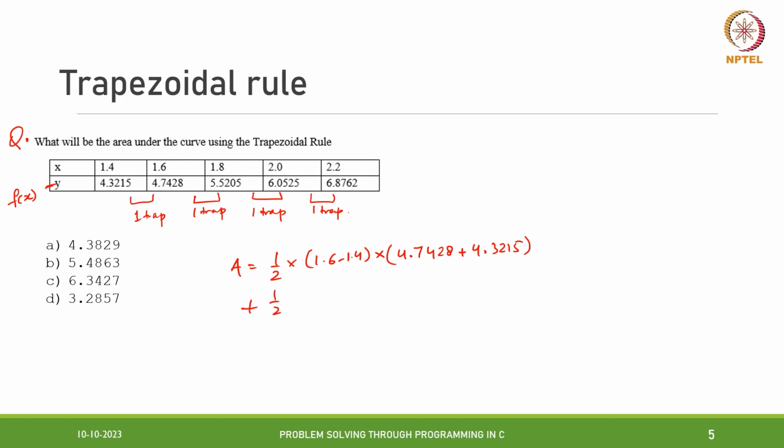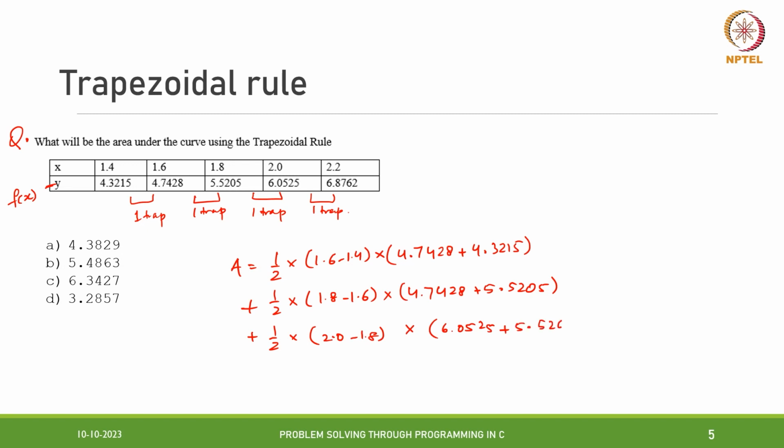Now similarly we add to it the second trapezoid. The second trapezoid is 1.8 minus 1.6, and 4.7428 plus 5.5205. Similarly, the third trapezoid is 2.0 minus 1.8 multiplied by 6.0525 plus 5.5205.